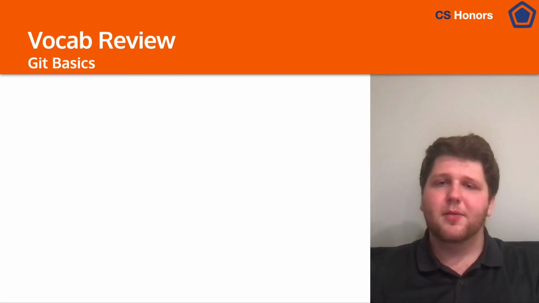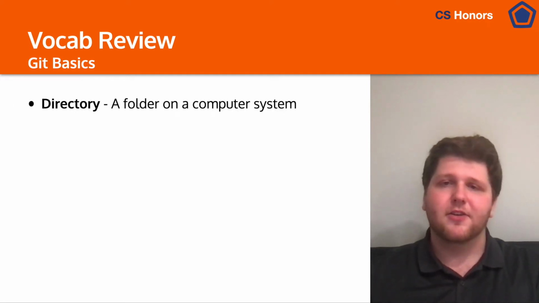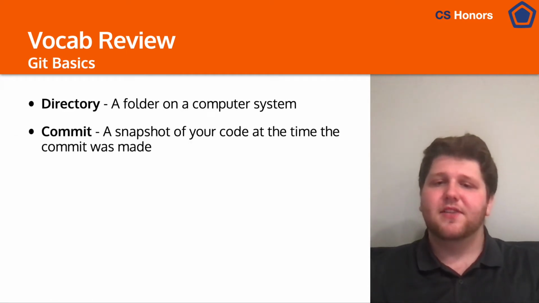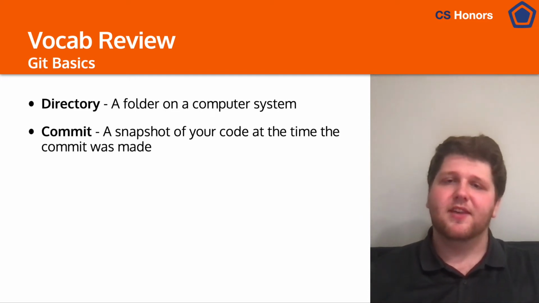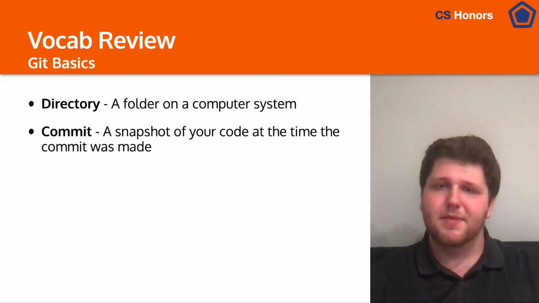So let's do a quick little bit of vocab review before we show how to do this in a real computer. So we have a directory, which, as I mentioned, is a folder on your computer system, right? So just think of a folder, that is a directory, right? They're interchangeable, they're synonyms. Then you have a commit, which is a snapshot of your code at the time where that commit was made, right? So when you say, hey, I want a snapshot, you're making a commit, right? So you'll say, I need to commit this to the repository.